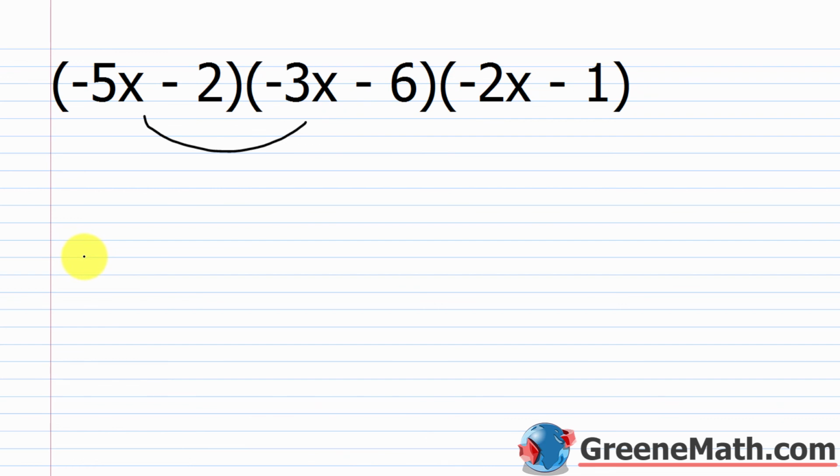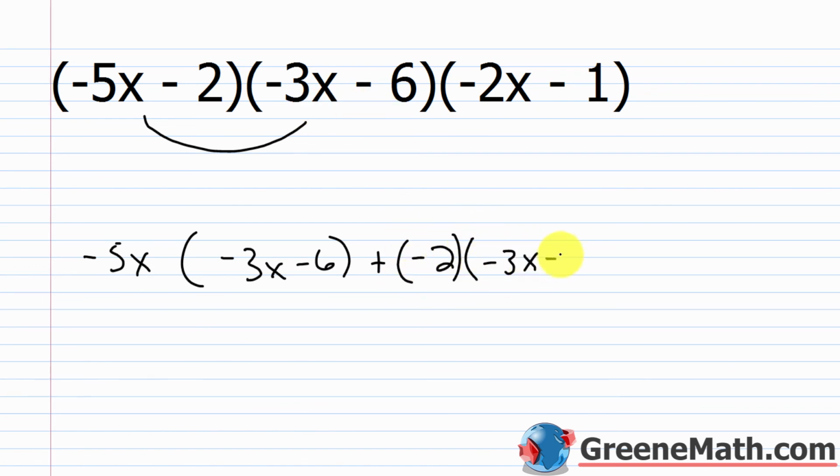If I had that problem here, I would have negative 5x times this negative 3x minus 6, and then plus negative 2 times negative 3x minus 6. Let's figure out what that is first. Negative 5x times negative 3x would be plus 15x squared. Negative 5x times negative 6 would be plus 30x. Negative 2 times negative 3x would be plus 6x. Negative 2 times negative 6 would be plus 12.